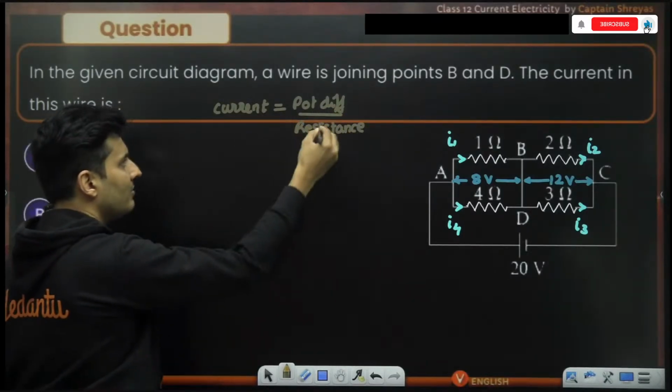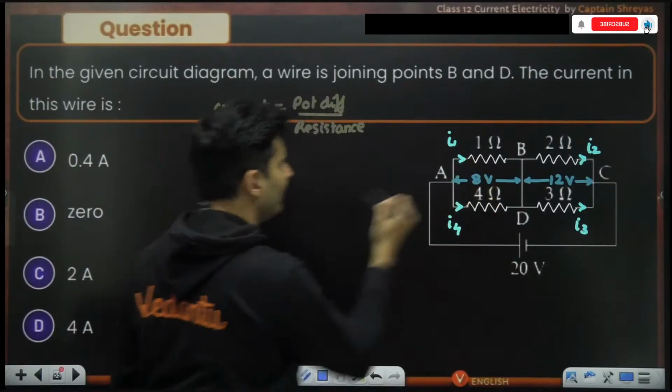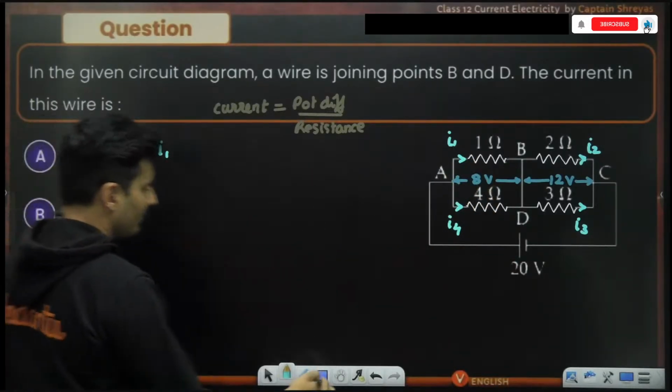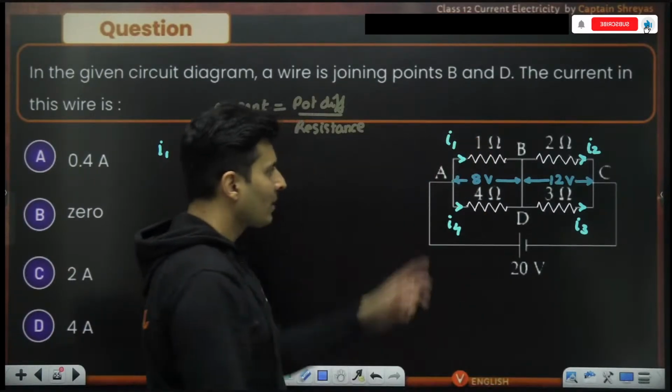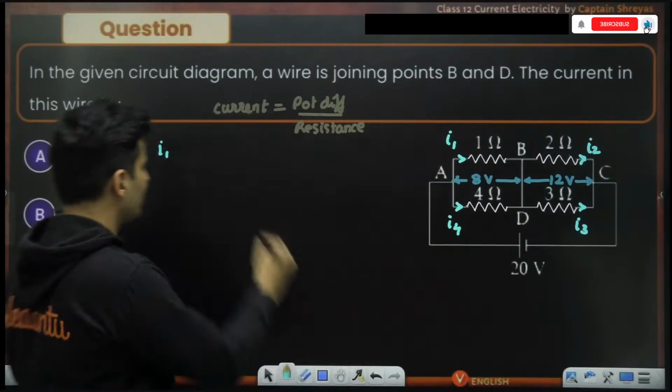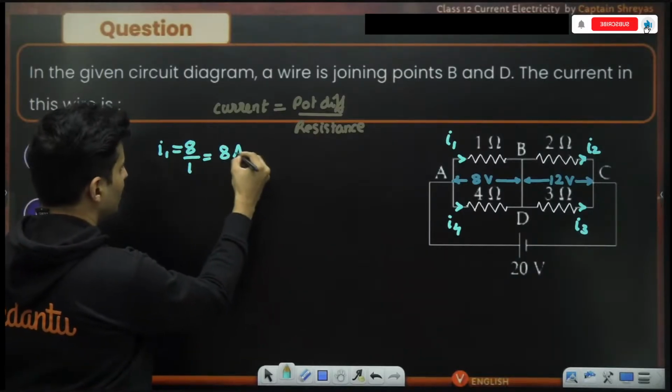V is IR, I is V by R. Ohm's law. Think logically, what will I1 be? I1 is over here. If it is not seen clearly, this is I1. Voltage difference by resistance. Voltage difference is 8, by resistance is 1, so it will be 8 amperes.